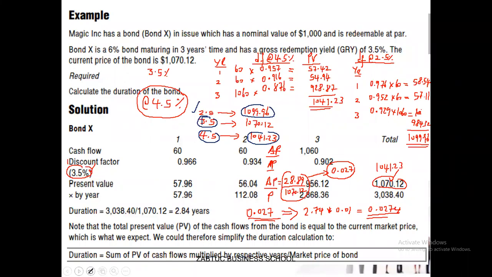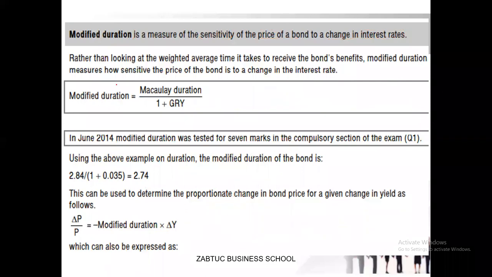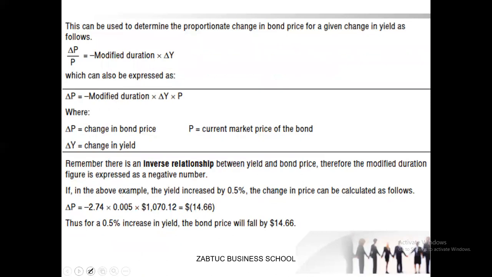So now let's make an overall statement. Let's do the interpretation. Modified duration, what is it? The measure of the sensitivity of the price of a bond to change in interest rates. So interest rates change, like in our case, we spoke about the change from 3.5 to 4.5. When there's a change in the interest rates, the market value of the bond will change. In this case, it will drop. That drop, we can calculate it by taking modified duration multiplied by the 1% or 0.01. So that's the interpretation of modified duration.